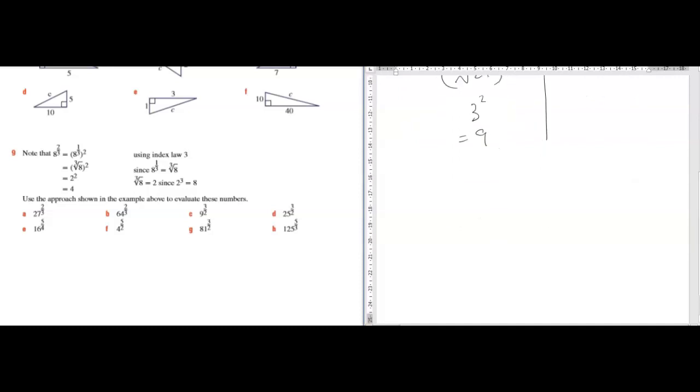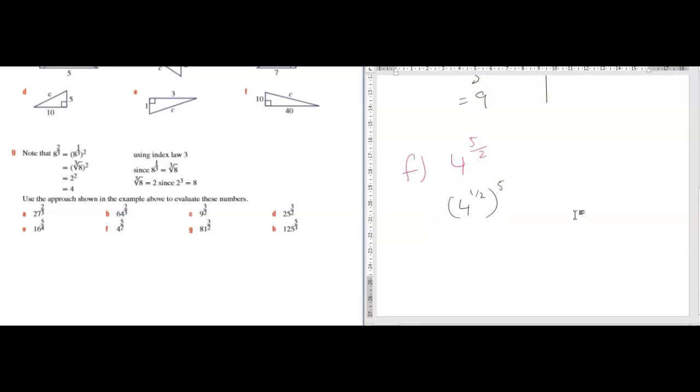All right, so let's have a look at just another one. I might do 4 to the power of 5 over 2. So this one here, the same thing, split it up. So you can put it to the fractional power first and then 5. So you've got to think about splitting them up. So half is the square root. So then we have 2 to the power of 5, and I know that's 32.